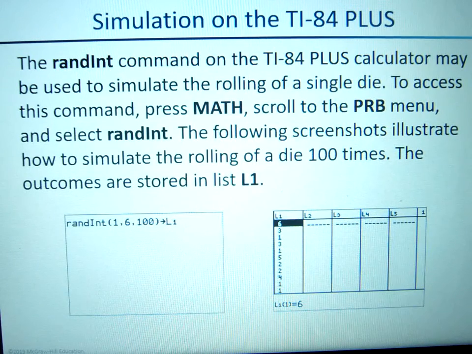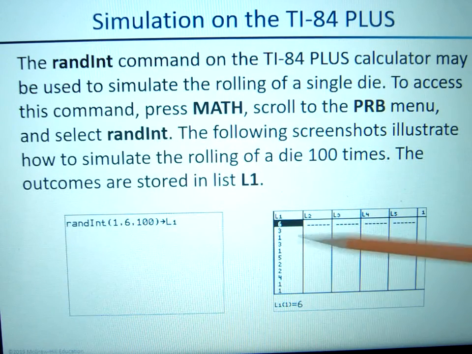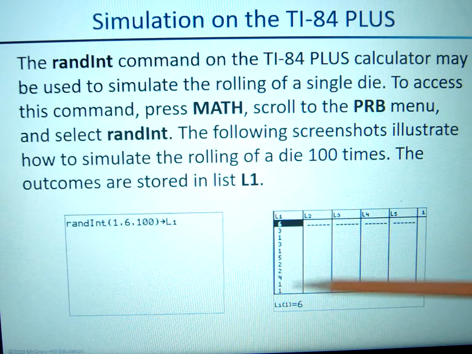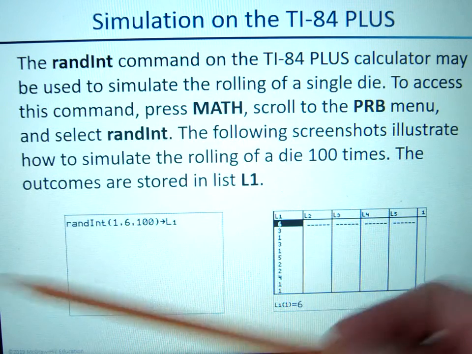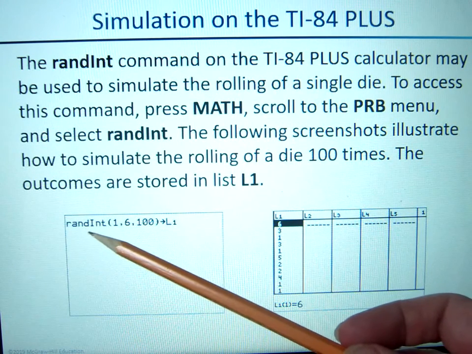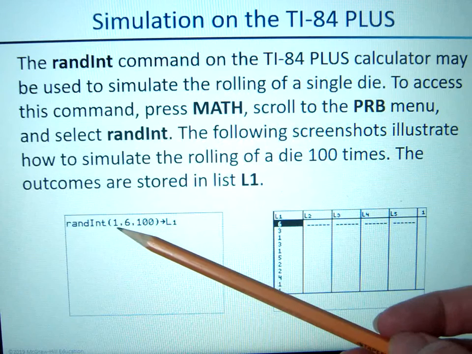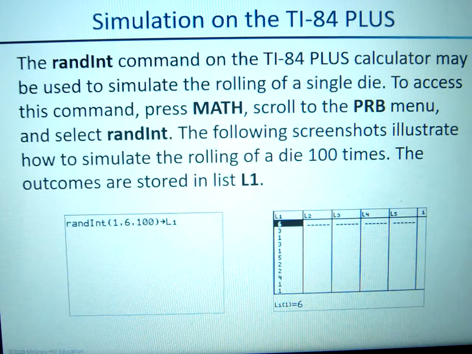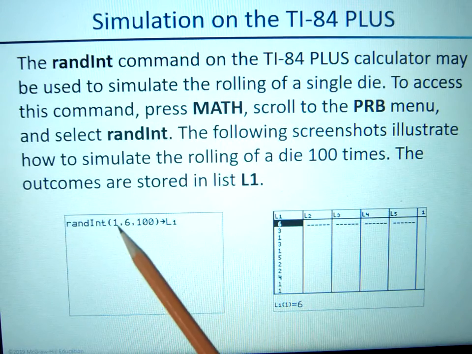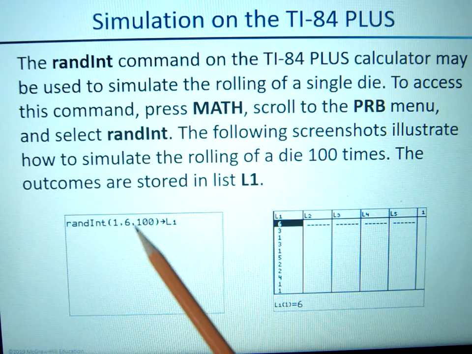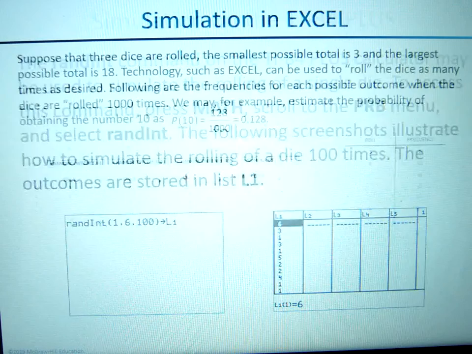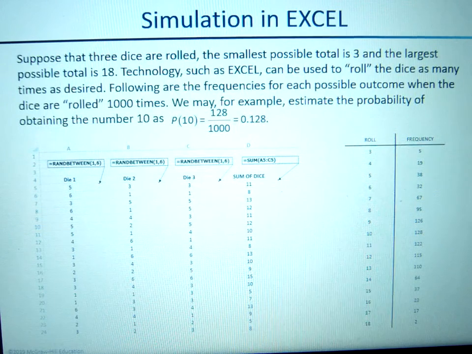Here we're going to take a look once again. We would put our information stored in list 1, and we can see that we have our random integers 1, 6, and 100. So we have lower 1, upper 6, 100 times. And then we will take a look at our result.